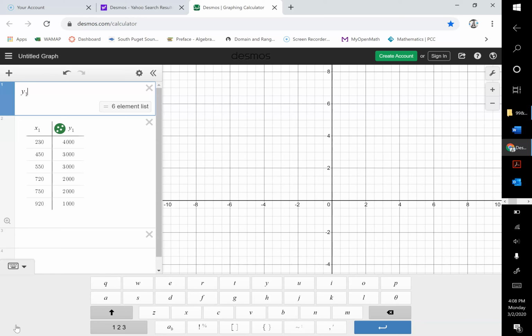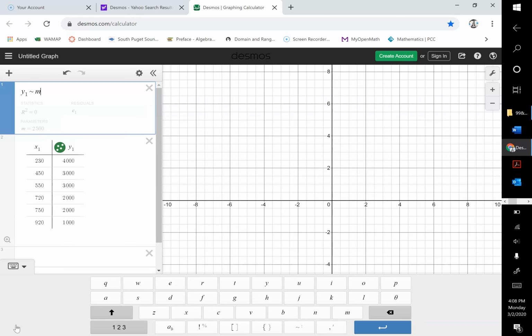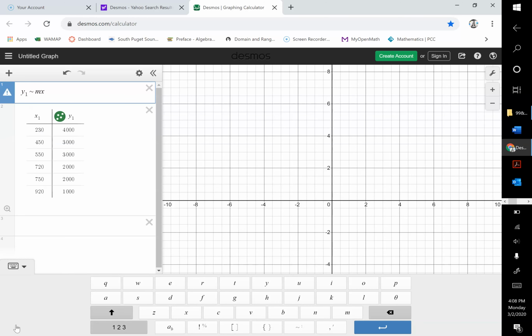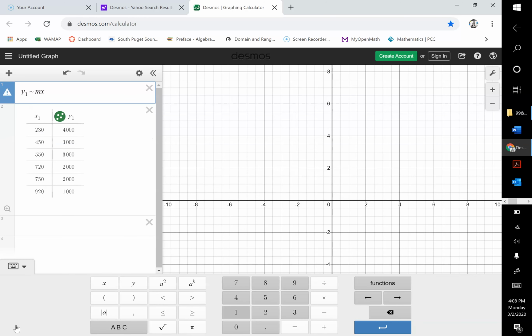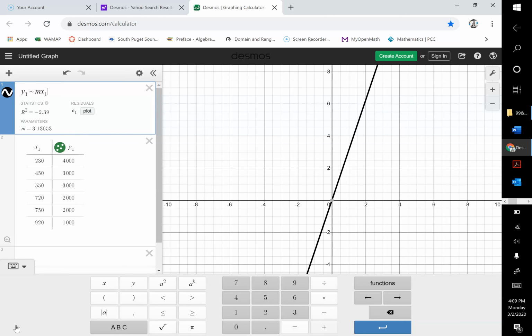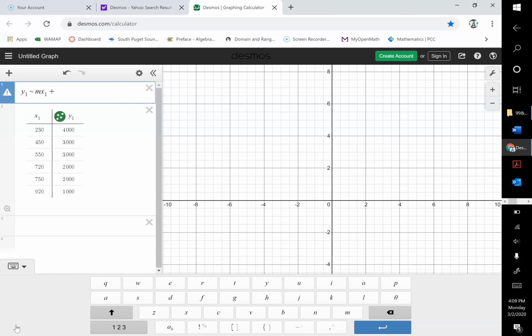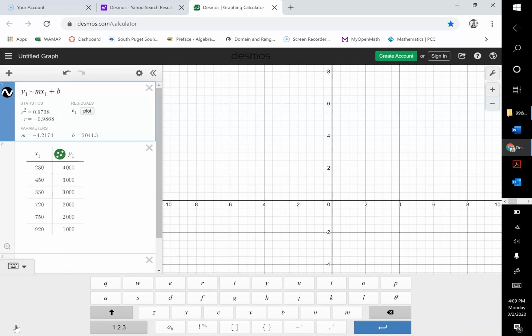Find the little symbol right over here. And then we're going to type in mx1 plus b. And that will give us the regression analysis. So it knows by you plugging that in that it wants a linear regression.